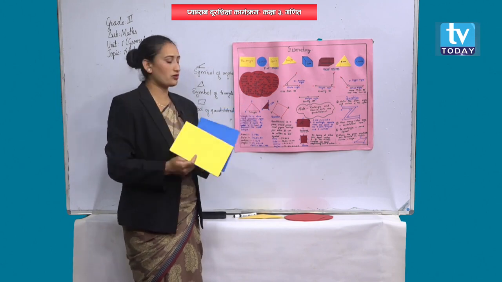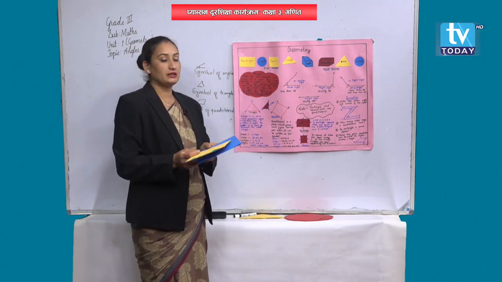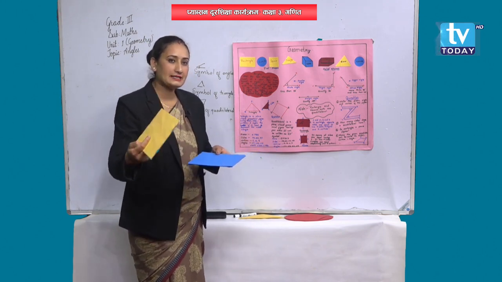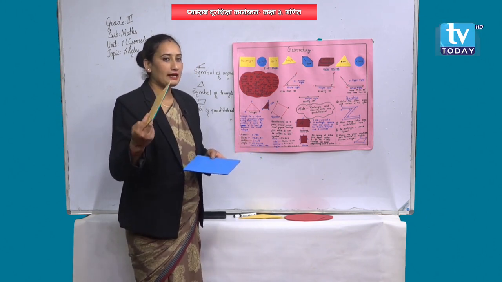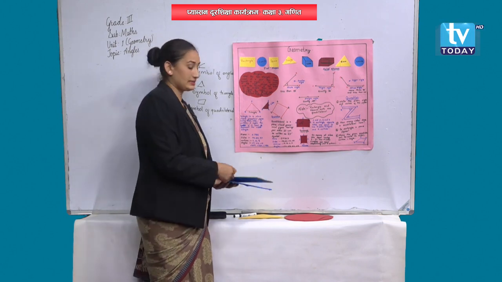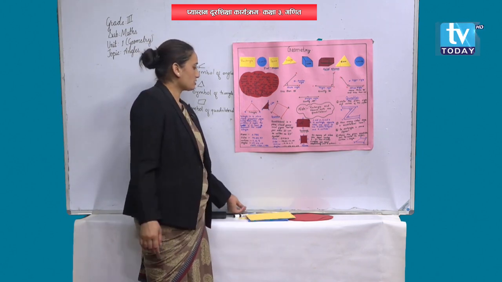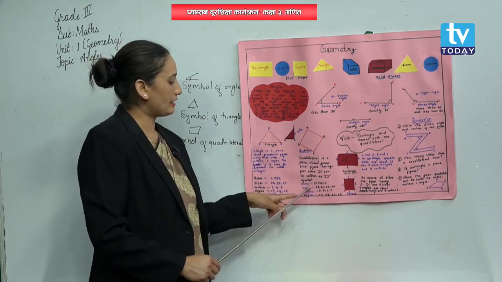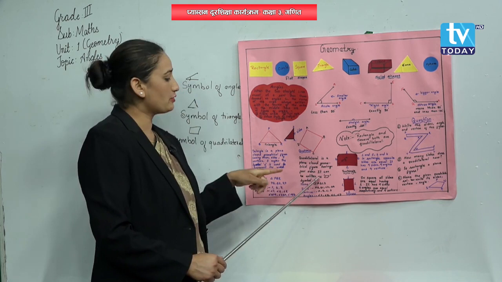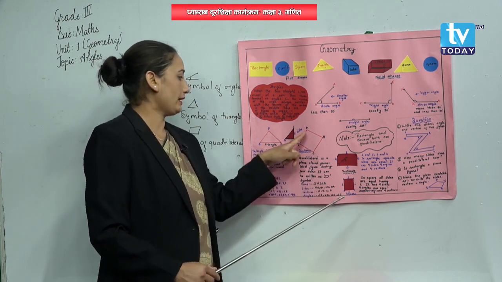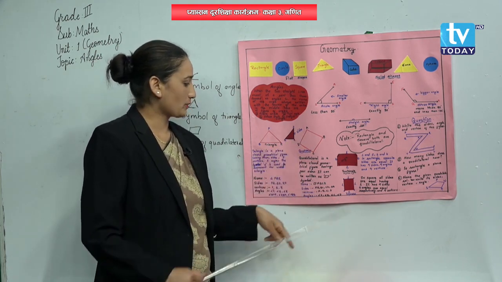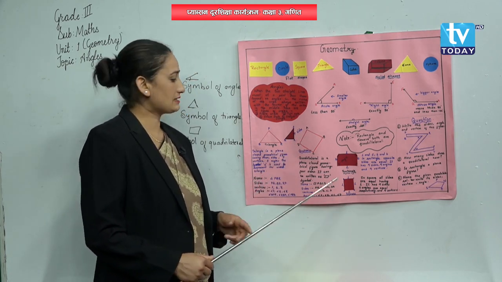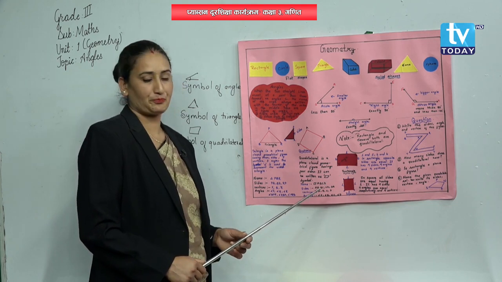So I have already taught you how to write the name, sides, vertex and angle. I hope you can write it well. See here, for example, I can show you how to write the name. Slightly make the symbol of the quadrilateral and write down A, B, C, D. Sides: AB, BC, CD, and DA.